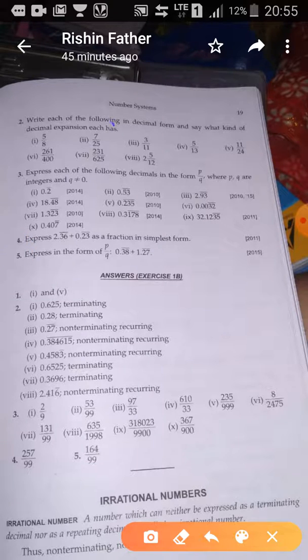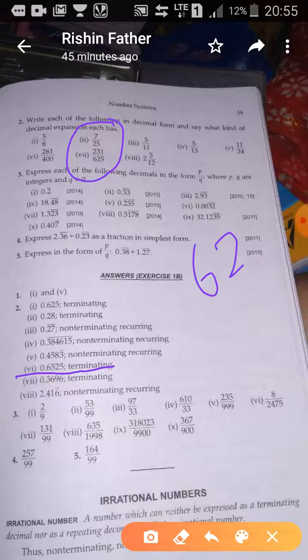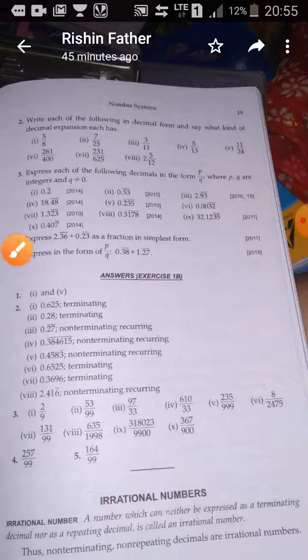After that we are going to look at number 7, 231 by 625. So 625, if you prime factorize, you will get 5 to the power something, which means that it is terminating. Yes, and what is the answer? After dividing, you will get 0.3696. So it is terminating and not recurring as well. Okay, then we move on to the next type of sums. The rest of it you're doing on your own.